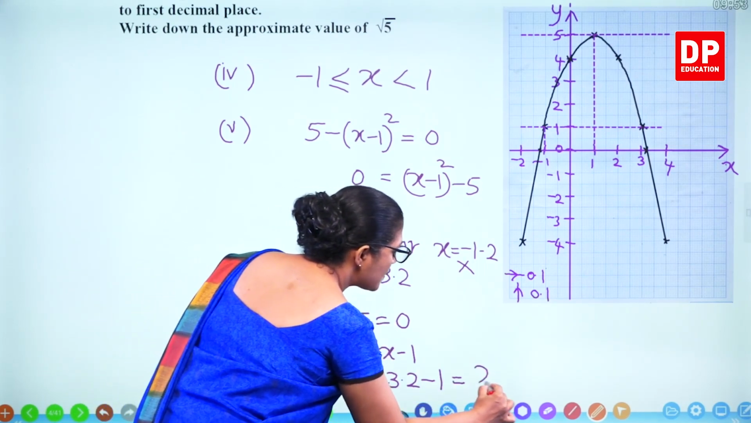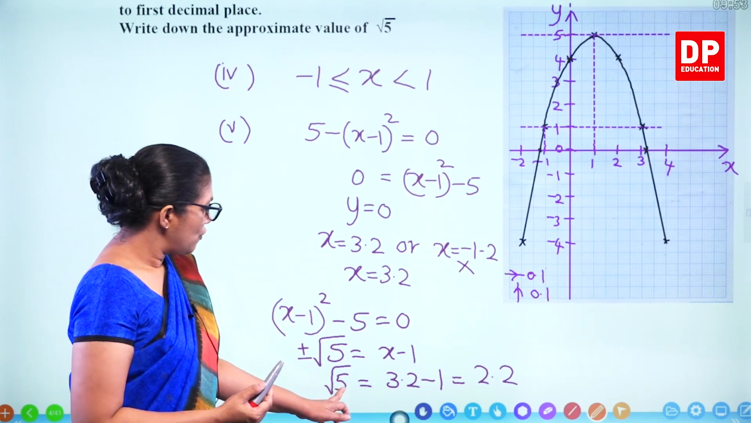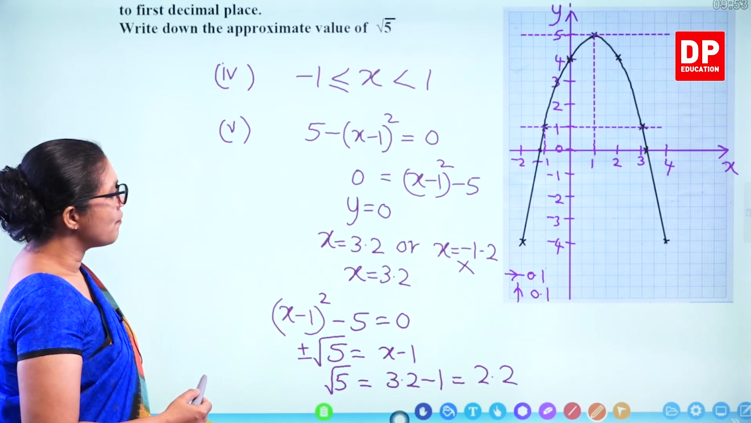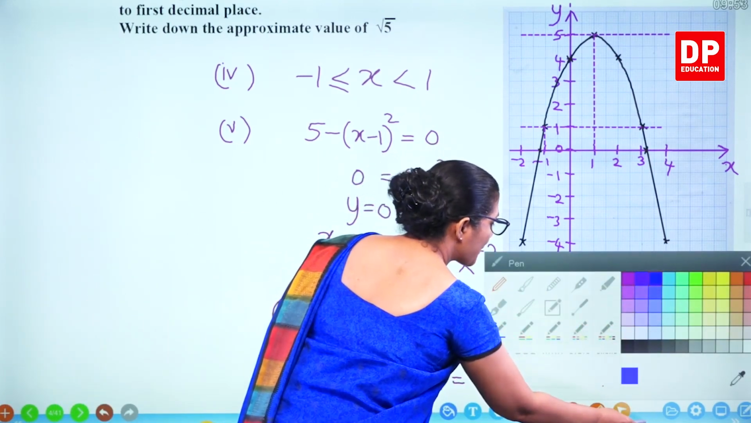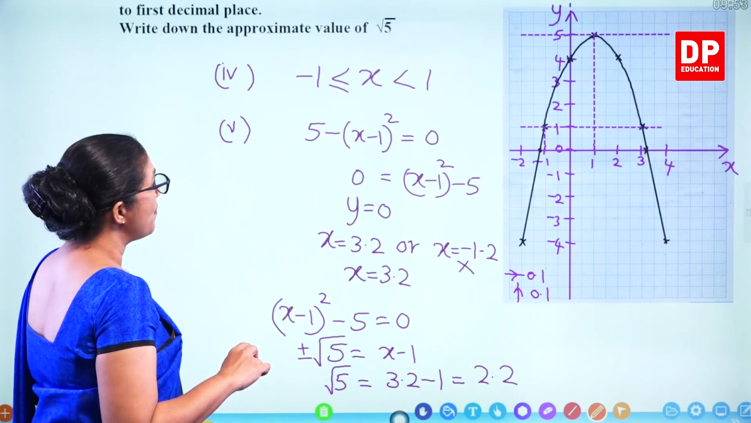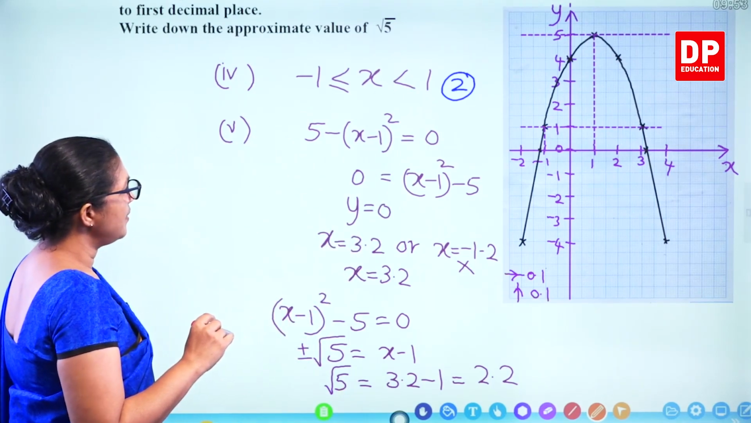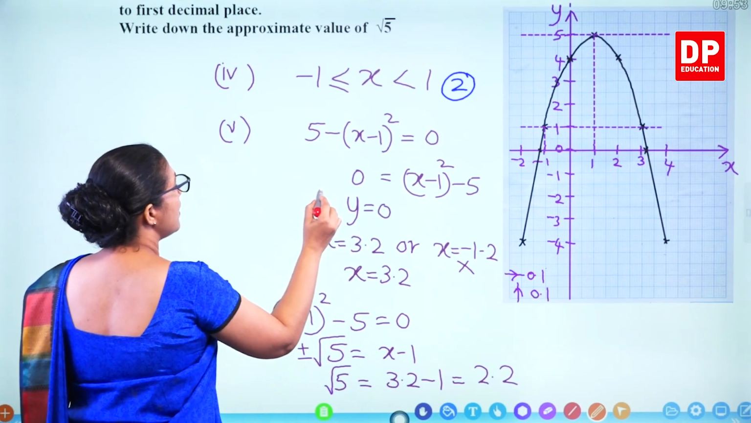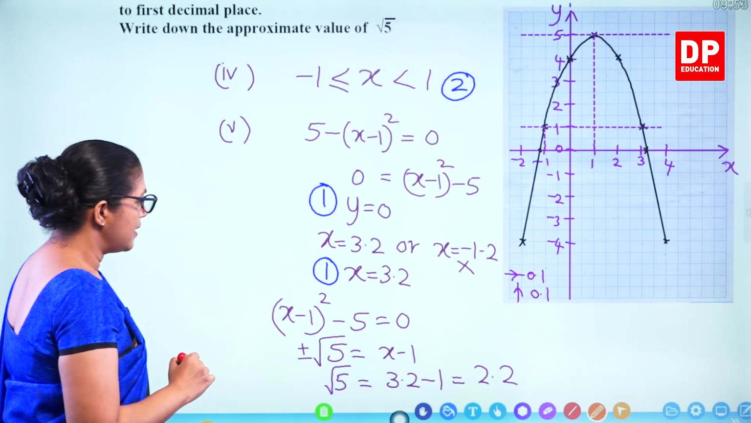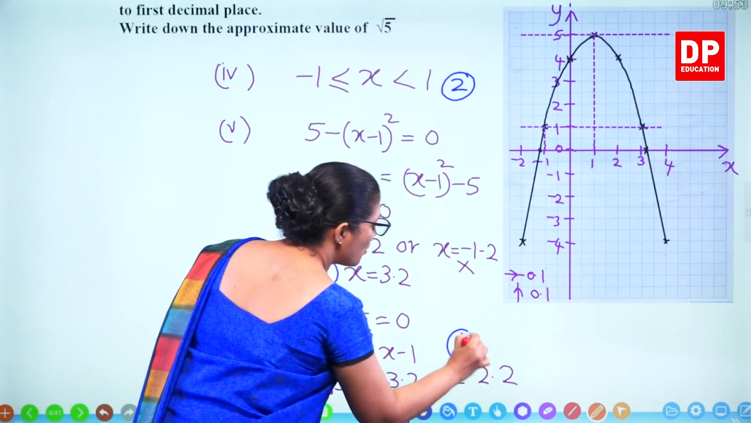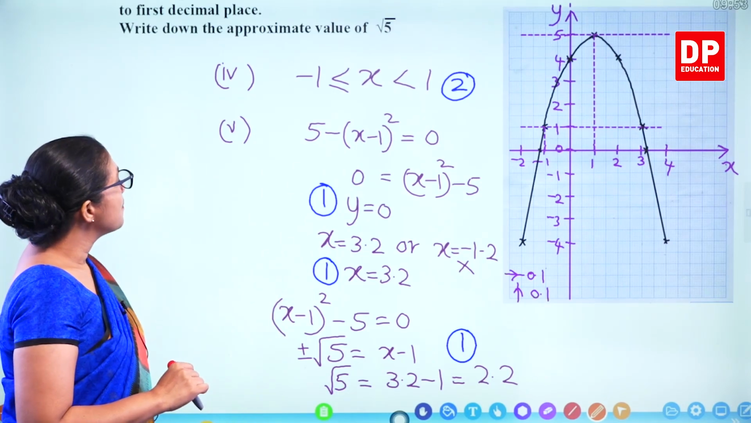3.2 minus 1 means 2.2. So, that's the approximate value for root 5 using the graph. So that's the last part. Now we'll give marks. So 5 marks already given for the previous one. 2 marks for both values, 7. Here 8. And referring to this value 9. And root value 10. 1, 2, 3, 4, 5. 5 marks for these steps.